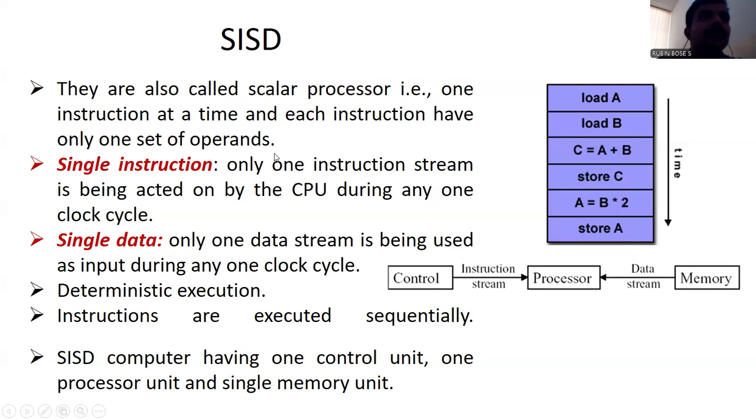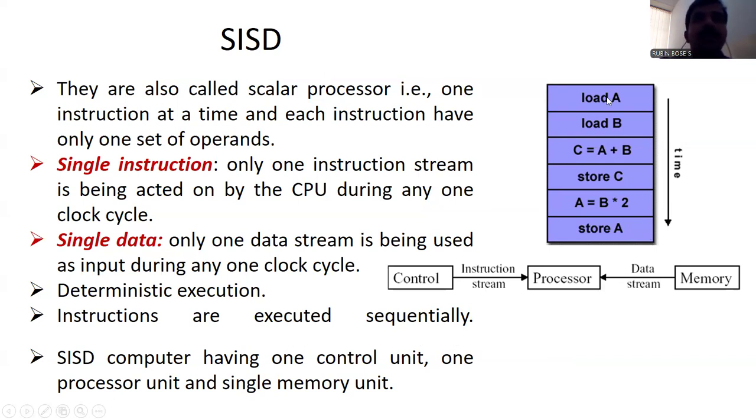SISD consists of a single processor, a single control unit, and a single memory unit. From the control unit, the instructions are sent to the processor. The instructions are fetched and decoded, and it takes the data from the memory location and processes it. In this type of processor we have a single instruction and single data, so that's why we call it the SISD model. These types of processors are sequential processors.